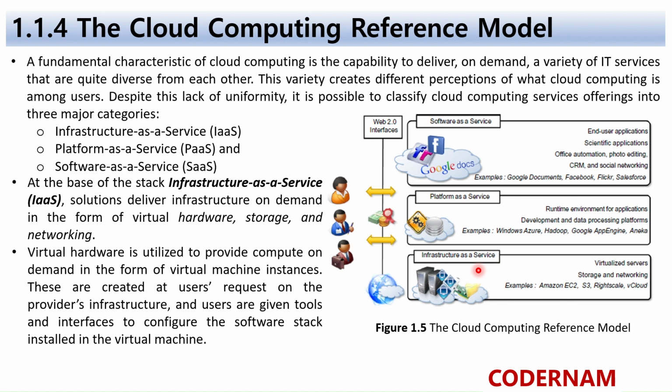Now there are three types of reference models: IaaS, PaaS, and SaaS. First comes infrastructure as a service. This is the base. The solution delivers infrastructure on demand in the form of virtual hardware, storage, and networking. These are only created at the user's request and on the provider's infrastructure. Users are given tools and interfaces to configure the software stack installed in the virtual machine.